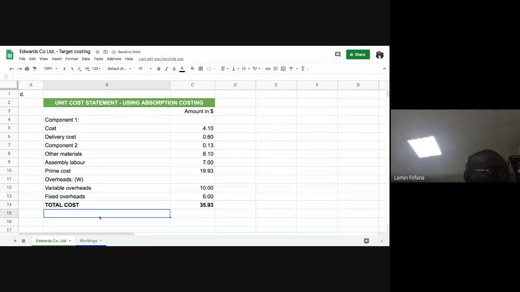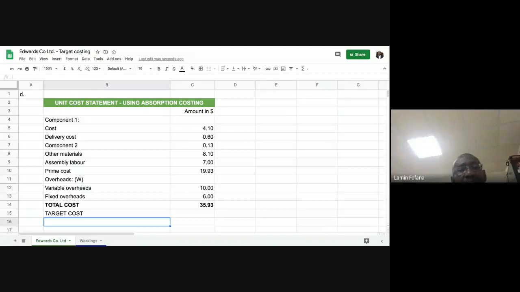Now, the next thing is let us calculate our target cost. What is our target cost? In the question we've been given, the selling price is $44, and there is a profit margin of 20%. So it's going to be 44 multiplied by 20%, and whatever you get, you remove that from 44. That's 35.2. But there is a fast way.